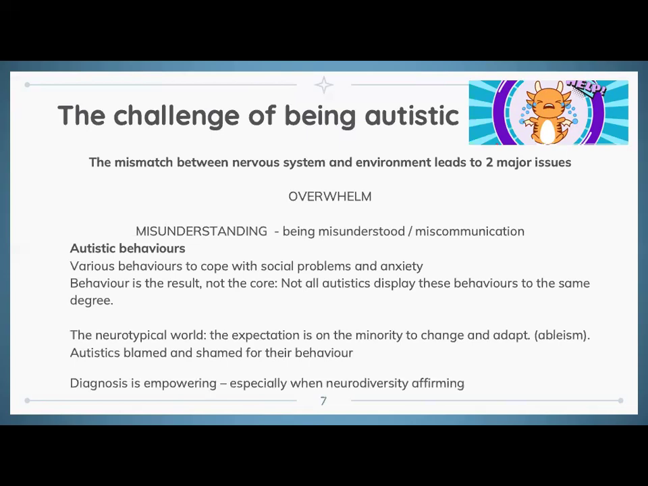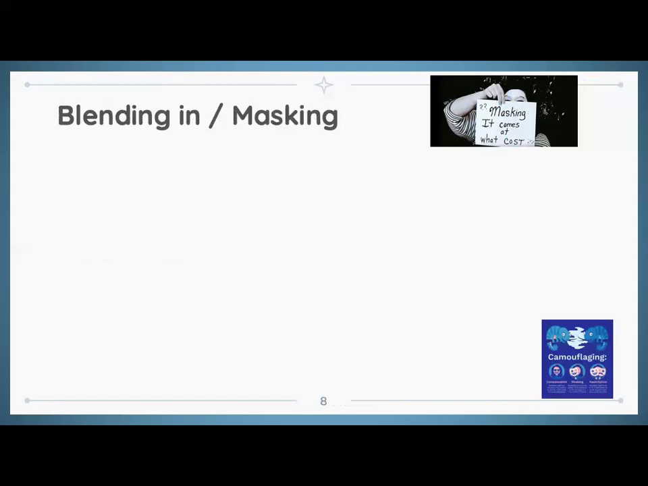So diagnosis is very empowering, especially when it's neurodiversity affirming. So if you can, the biggest gift you can give somebody who's autistic is for them to have a non-judgmental understanding of how they are different, and understanding that they are not less or invalid, or that there's not actually anything wrong with them.